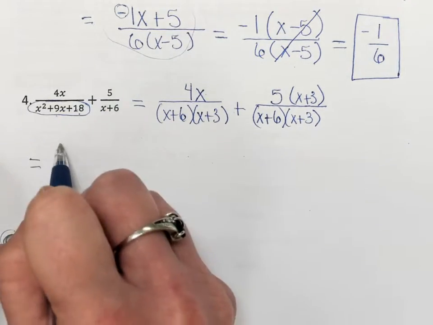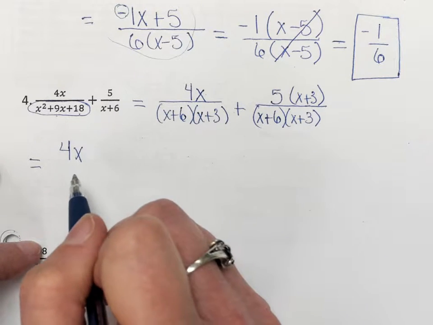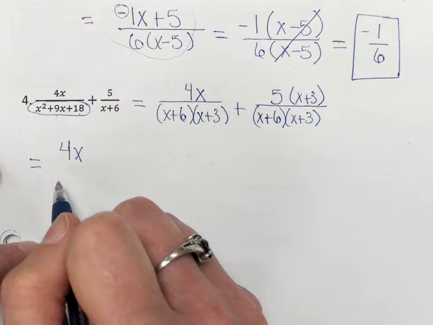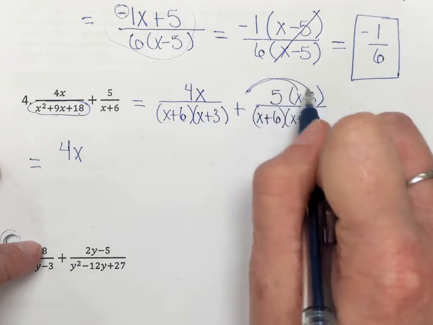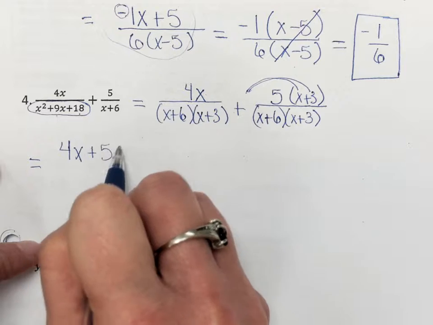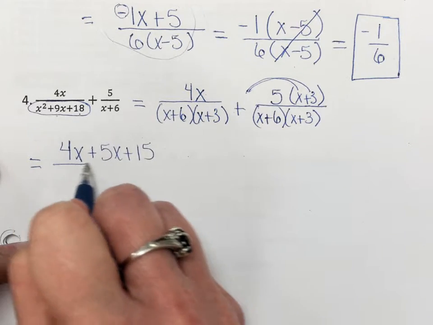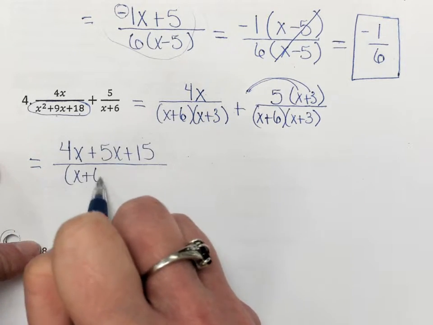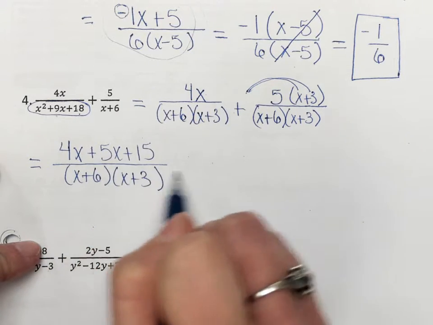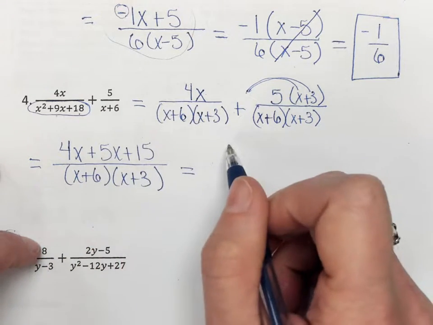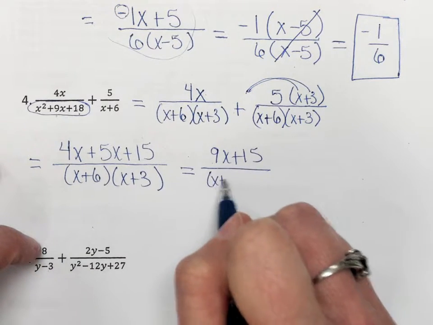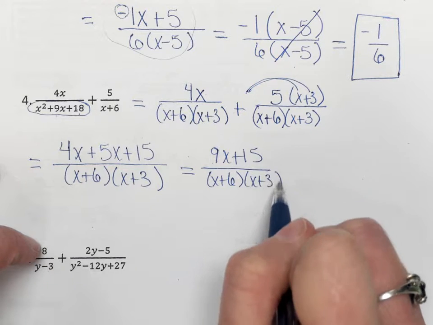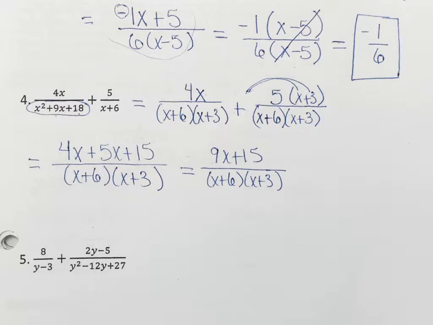So we're going to have 4x, and what am I going to distribute? A what? What kind of 5? Positive 5. There you go. So I get 5x plus 15 is perfect. And my denominator is x plus 6, x plus 3. Combine those like terms, and what do you get? Perfect, Brinkley. Very good.